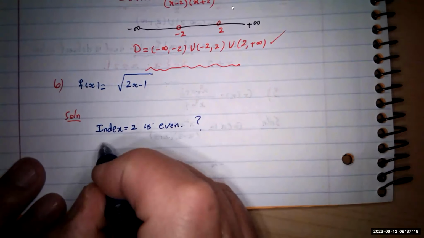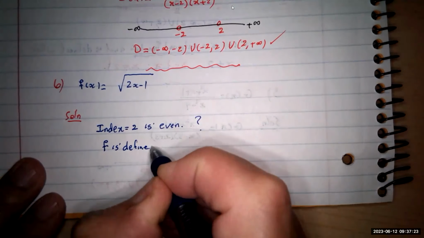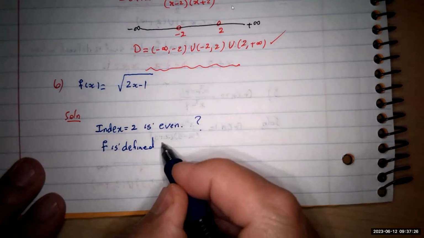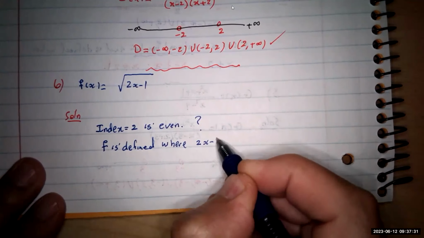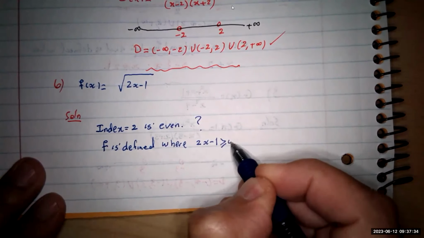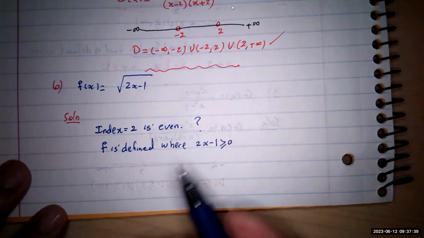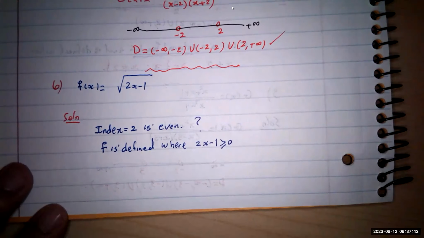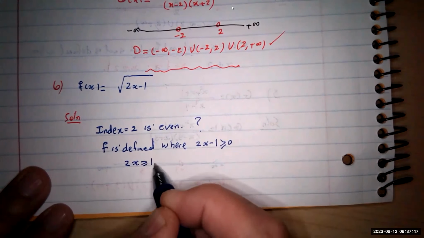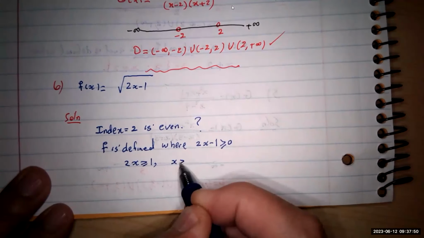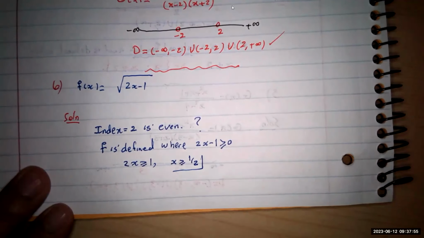So the work is: f is defined where 2x minus 1 is greater than or equal to 0. You can do this one right away, as I just explained it. That would be the restriction that you have. Now you have to solve this inequality: 2x minus 1 greater than or equal to 0. That gives you 2x greater than or equal to 1, so x would be greater than or equal to 1/2. So the function is defined when x is greater than or equal to 1/2.